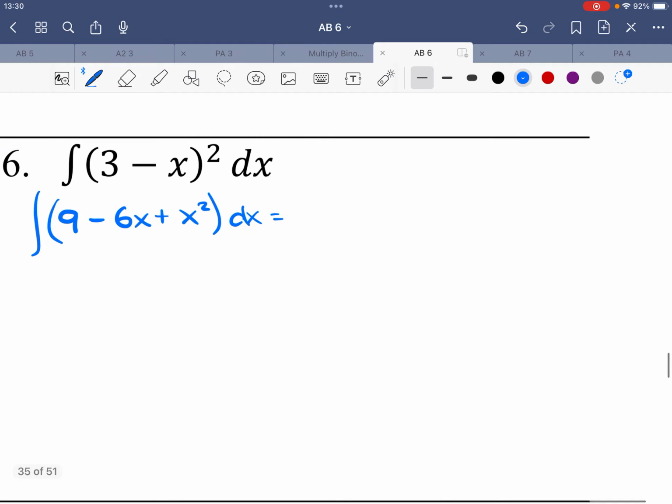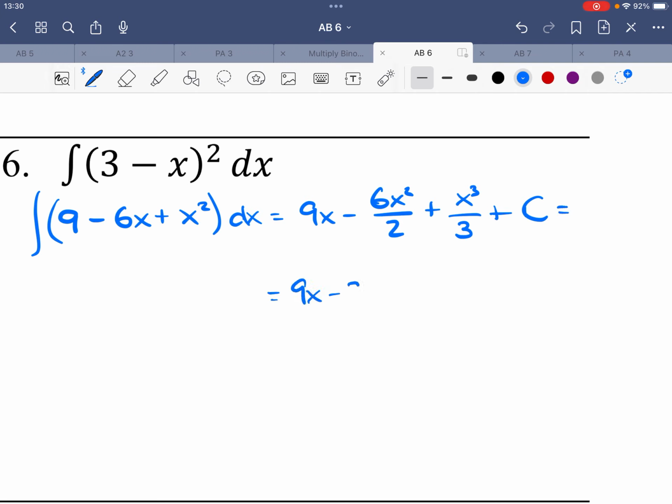And now it's easier to apply the power rule here. So this is going to be 9x squared over 2, minus, this is going to be 9x minus 6x squared over 2, plus x cubed over 3 plus c. And if we want to just simplify that middle fraction, that would be 9x minus 3x squared plus x cubed over 3 plus c.